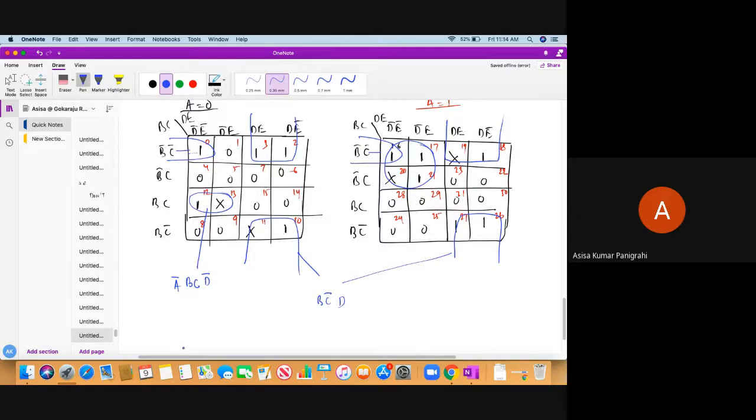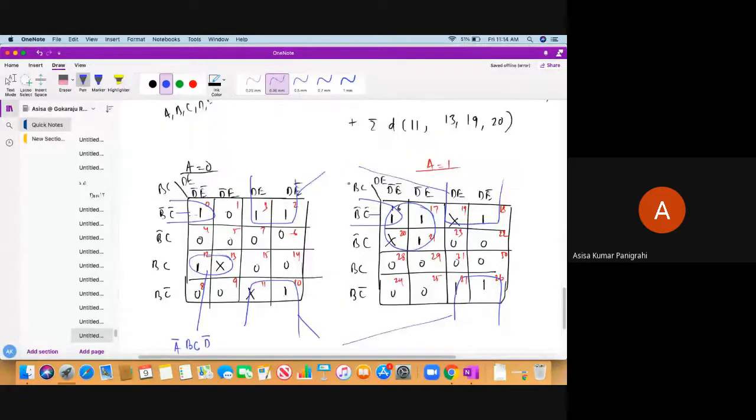Here B, C bar. Yes, B, C bar. And this term, okay, B, C bar. Next, we get here for this one. What will we get here? We actually get B bar, C bar, and D. Okay, B bar, C bar, and D.